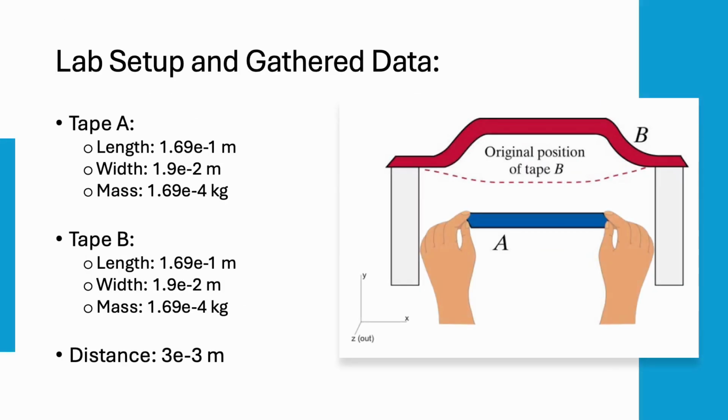Here's my lab setup and some gathered data during the experiment. As you can see, for tape A and B, the lengths were 16.9 centimeters, width 1.9 centimeters, and the mass was 0.169 grams. The distance between the tapes at the time of flotation was 3 millimeters.